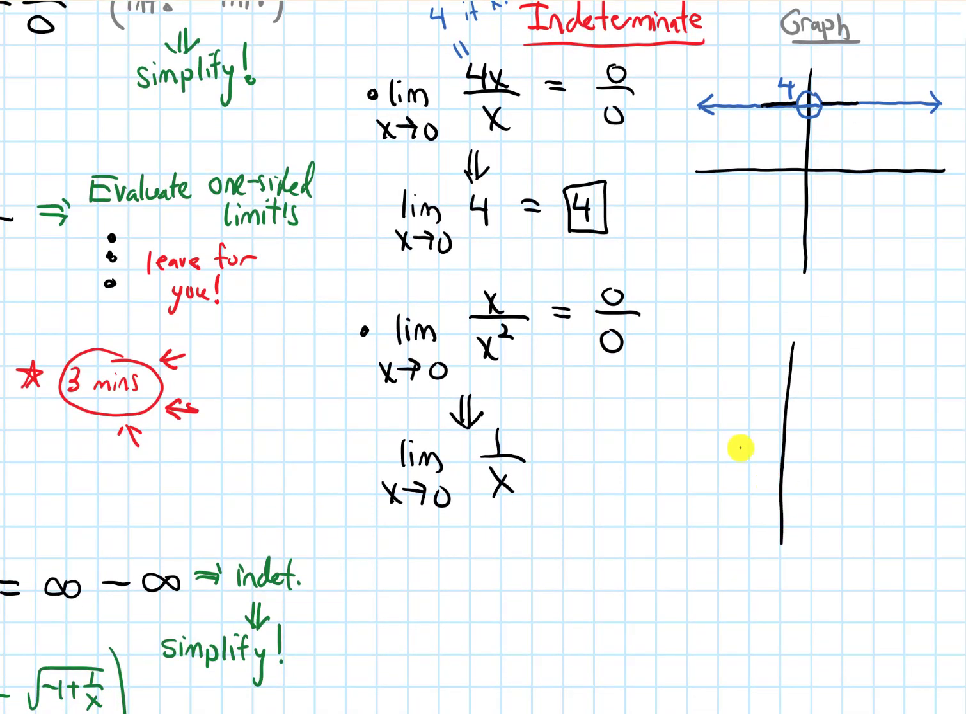And this is a graph that we know. This is just a basic hyperbola graph. 1 over x has one piece over here, has a vertical asymptote at the y-axis, and one piece over here. And by looking at this graph, we can see that this limit does not exist, because as you approach 0 from the left, the y values are going to negative infinity, and as you approach 0 from the right, the y values are going to positive infinity. So this does not exist. So an indeterminate limit can be does not exist, with a vertical asymptote like this.